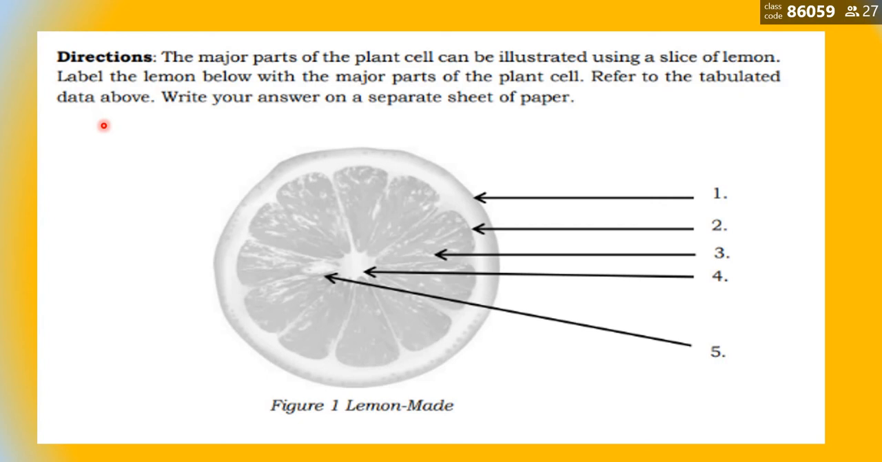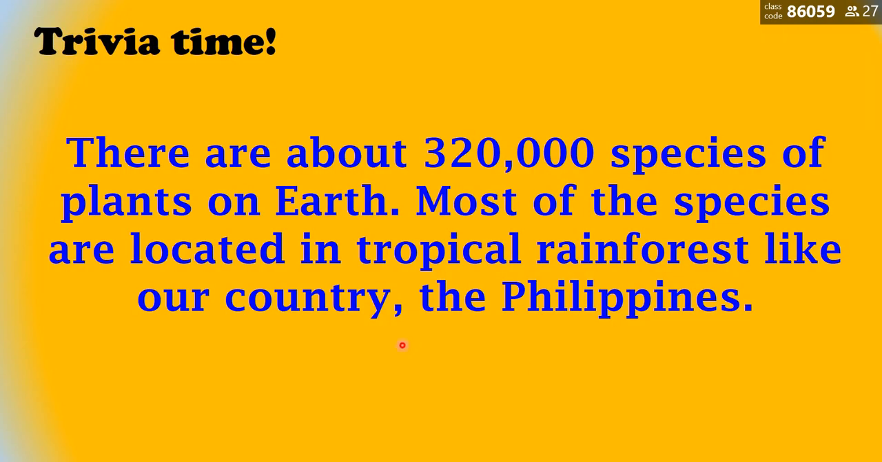Okay, so let's try this one. Using this lemon made, what do you think is a representation of number 1? Number 1 is the cell wall. Number 2, very good. That is correct. Cell membrane. Number 3, what is number 3? The cytoplasm. That's correct. Number 4, the center. The nucleus. Very good. And number 5, this is the chloroplast. Very good.